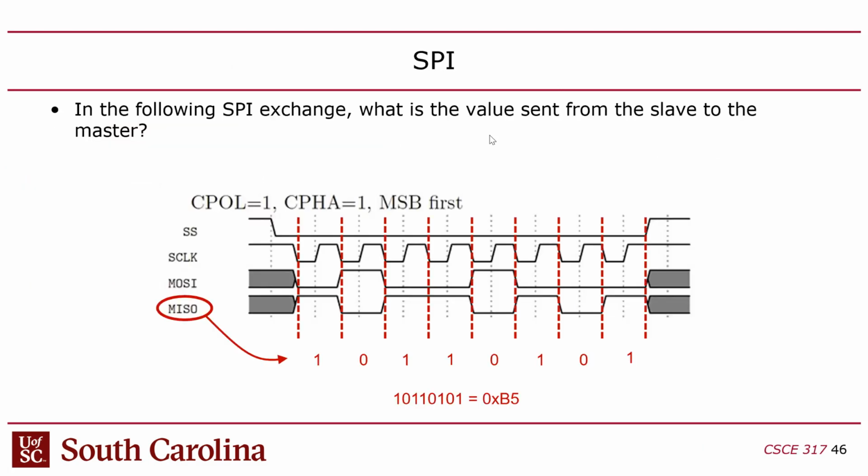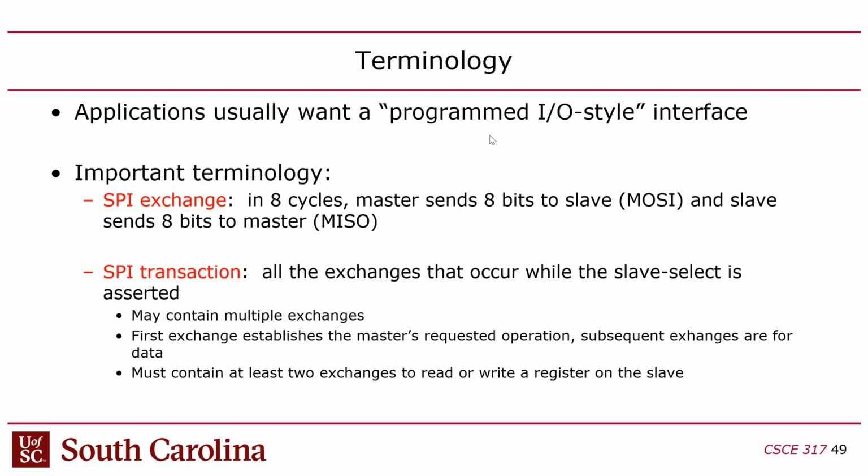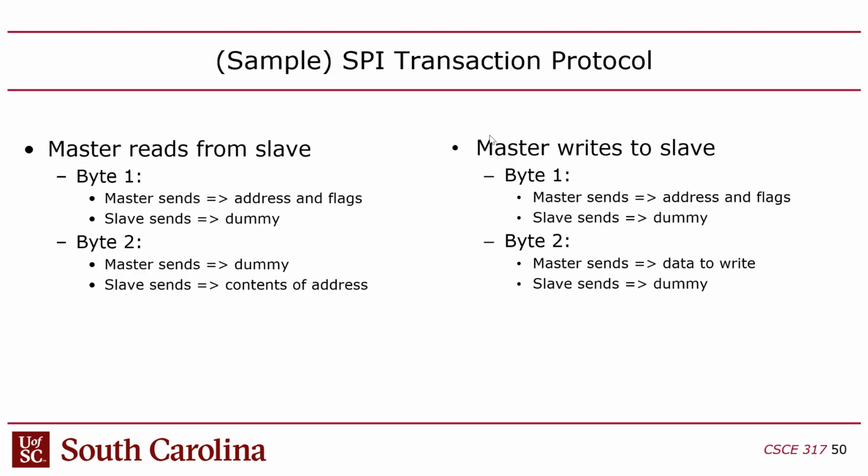Okay, so we had an example here, which I went through in class, and then we talked about how SPI fundamentally has these exchanges, which are 8 cycles of transfer between the master and slave, in which 8 bits are transferred in both directions. But in order to perform a transaction, which is a more meaningful type of communication, where the master is loading or storing data to an address, you need a transaction which requires multiple exchanges.